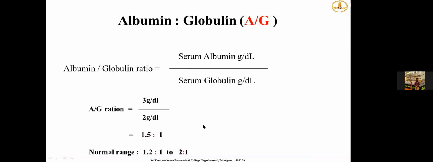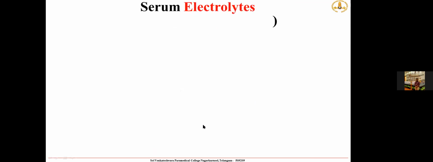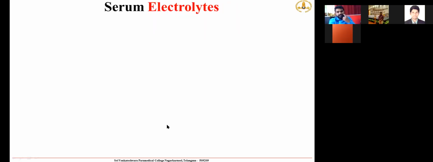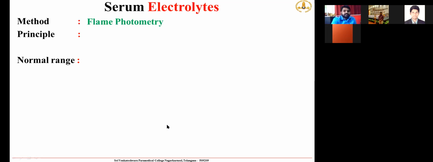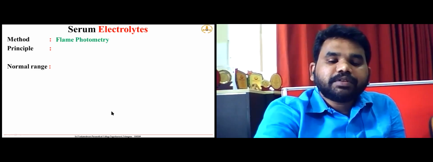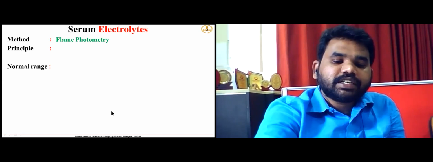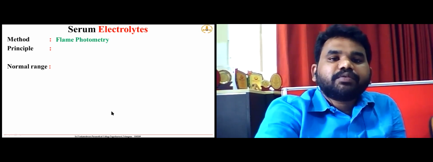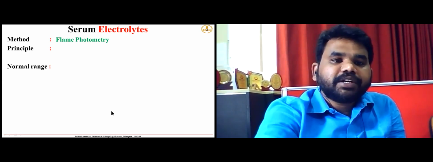Okay, so now move to the next slide, that is serum electrolytes, which is very important. Here the method is flame photometry. We won't do this test in the colorimeter or spectrophotometer. We will perform this one in the flame photometer.